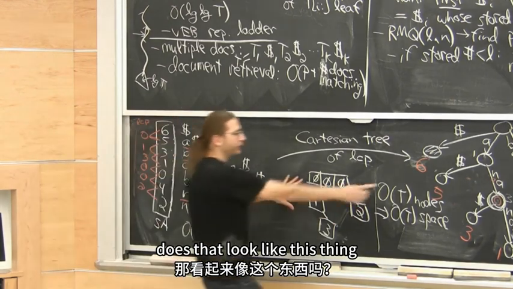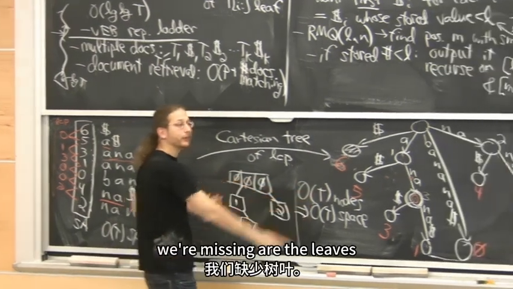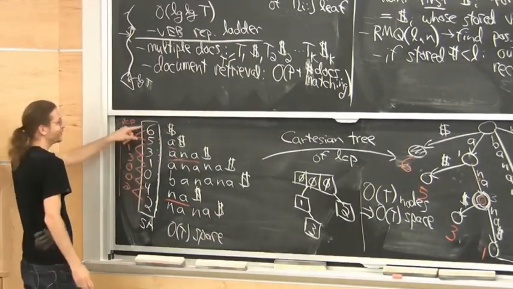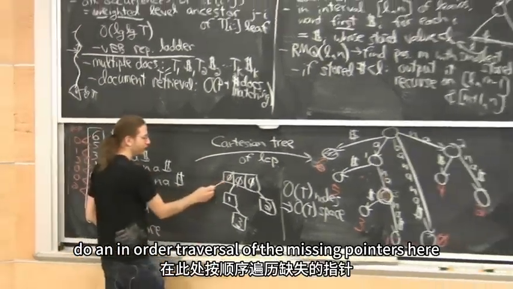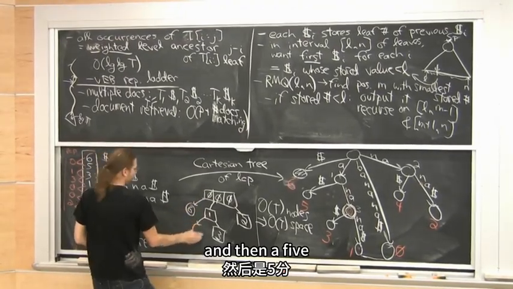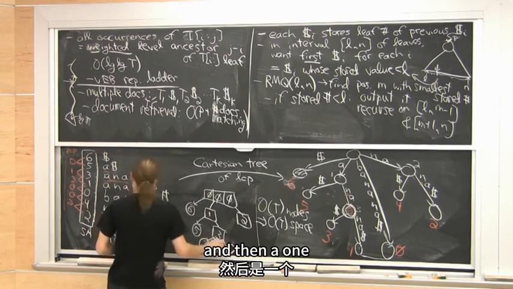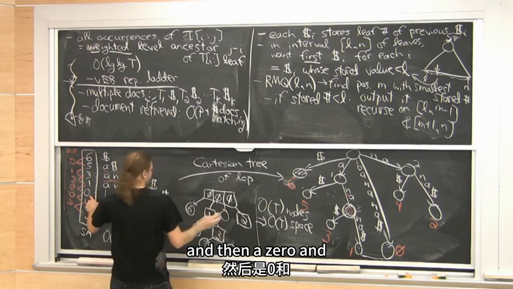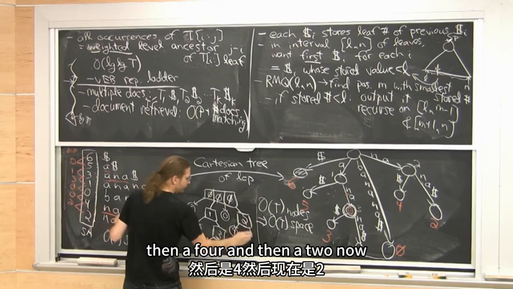Now, does that look like this thing? Yeah. Everything except the leaves. All we're missing are the leaves. The leaves are represented by these values. So just visit them in order here. Do an in-order traversal of the missing pointers here. We're going to get a 6, and then a 5, and then a 3, and then a 1, and then a 0, and then a 4, and then a 2.